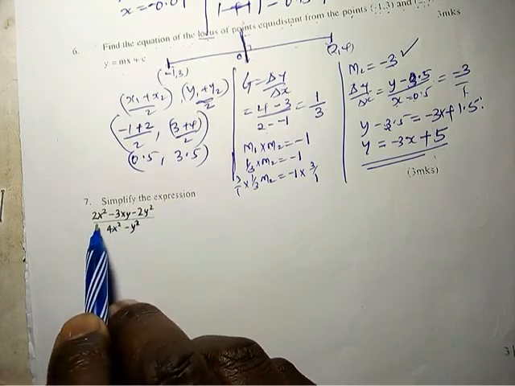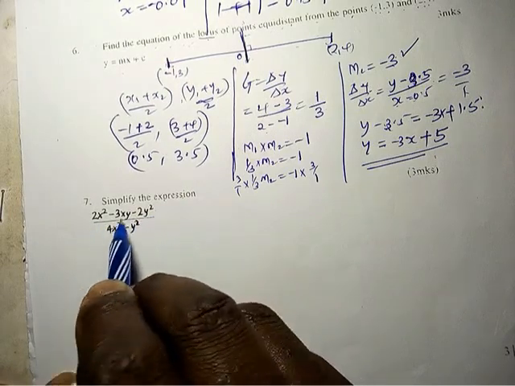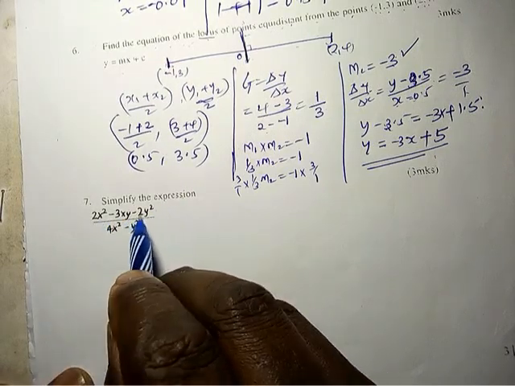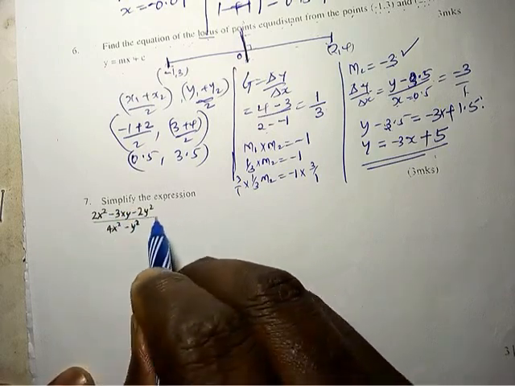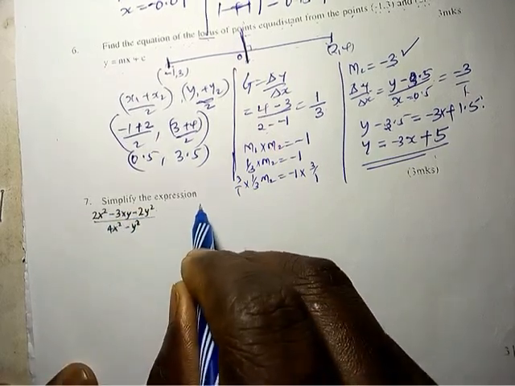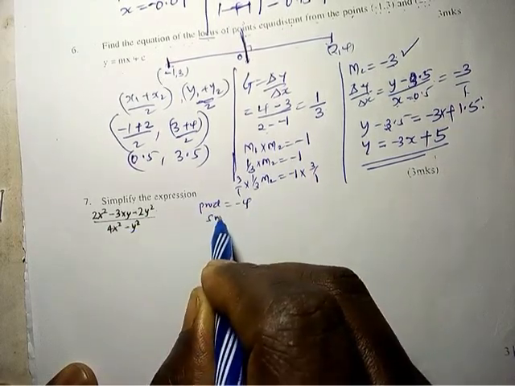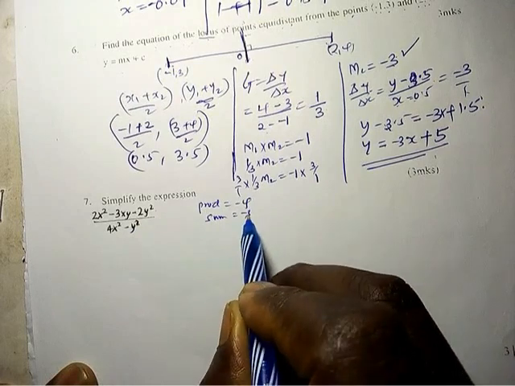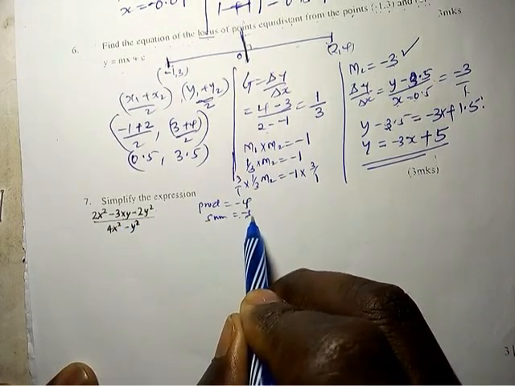Simplify the expression (2x² - 3xy - 2y²) divided by (4x² - y²). So first we start with the numerator. This is a quadratic. We will treat it as a quadratic equation. The product is -4 and the sum is -3. So we look for two numbers. When we add them, the answer is -3, the sum.